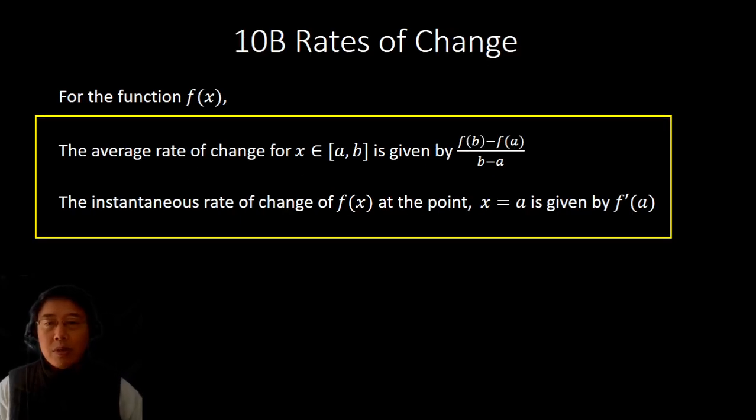10b, rate of change. So the first part is nothing new. The average rate of change between 2 points, x equals a, x equals b, is given by that expression. Now, as we were using the first principles, we were doing something with the limit using that rate of change. As those 2 points get closer, we move on to the next statement, which is the definition of the derivative. So the instantaneous rate of change of f of x at that point x equals a is given by the derivative of f when x equals a.